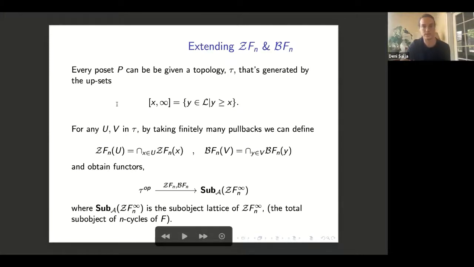Instead, we'll try to extend these to open sets of a topology. So for any poset P, you can give it a topology generated by these upper sets, where you take a point x and you look at all the things bigger than or equal to it. And if we're doing this for a finite lattice to start with, all of these open sets are finite. So we can extend these cycle and boundary subobjects to open sets by taking finitely many pullbacks. And this is functorial. It gives you a functor out of the open lattice into subobjects of your total cycle subobject.